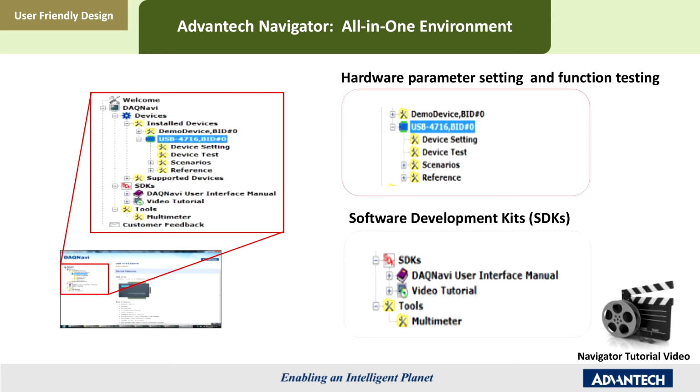For example, here you can see the USB-4716 device was found in the Navigator. The Scenarios on the tree view provide the most commonly used applications and example code for programmers. Reference on the tree view provides you hardware or software manuals and programming information.